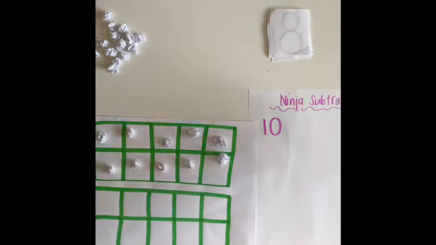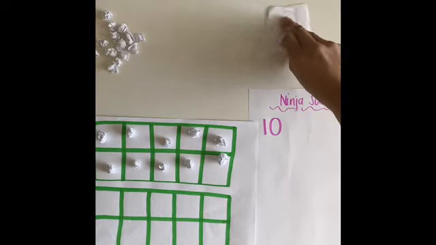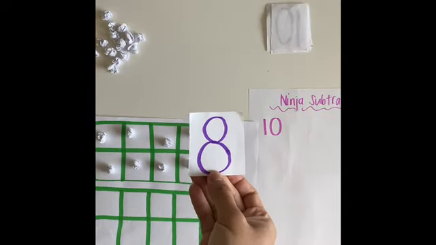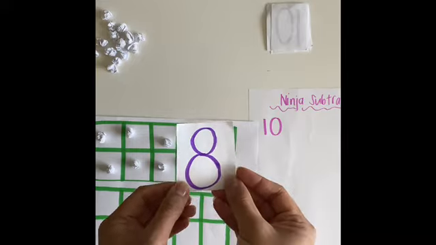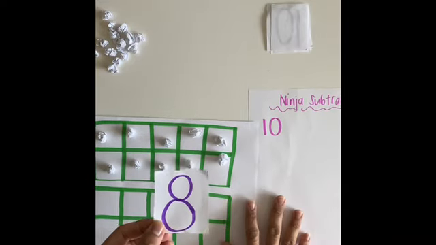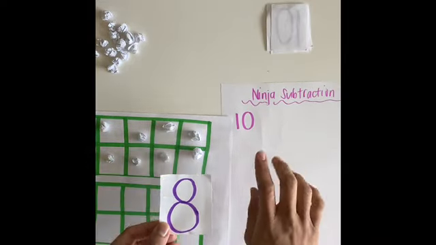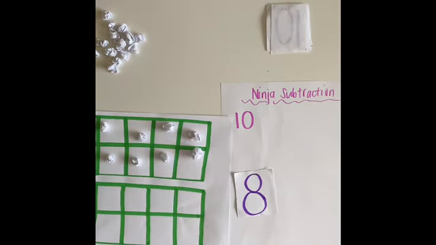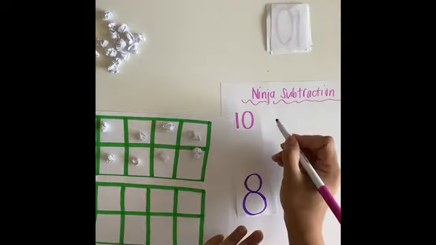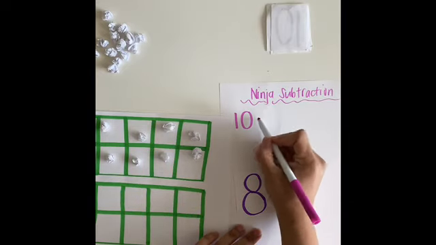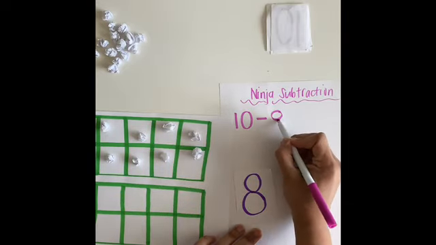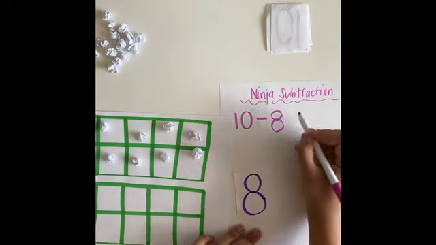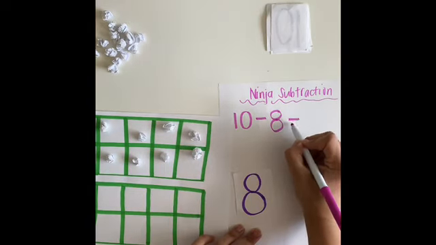And now I'm gonna grab a card from my pile. And what number is this? It's 8. So I'm gonna first record this on my paper. So I know I'm doing subtraction, so what sign am I gonna use? The plus sign or the minus sign? The minus sign. So I'm gonna write down 10 minus 8. And then also write down the equal sign.